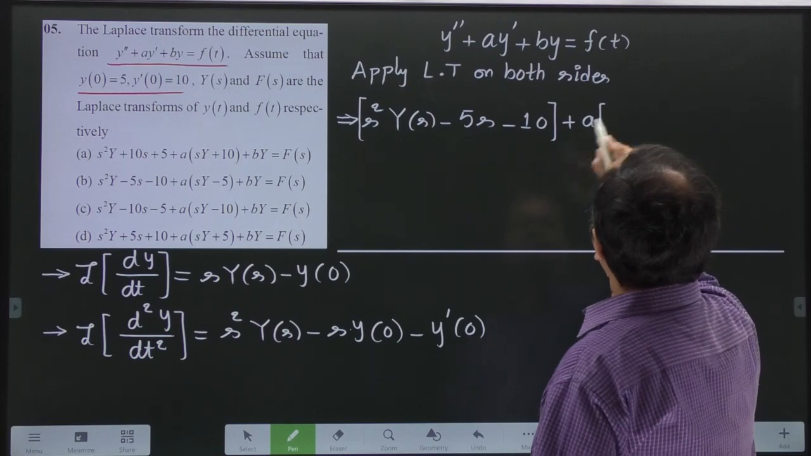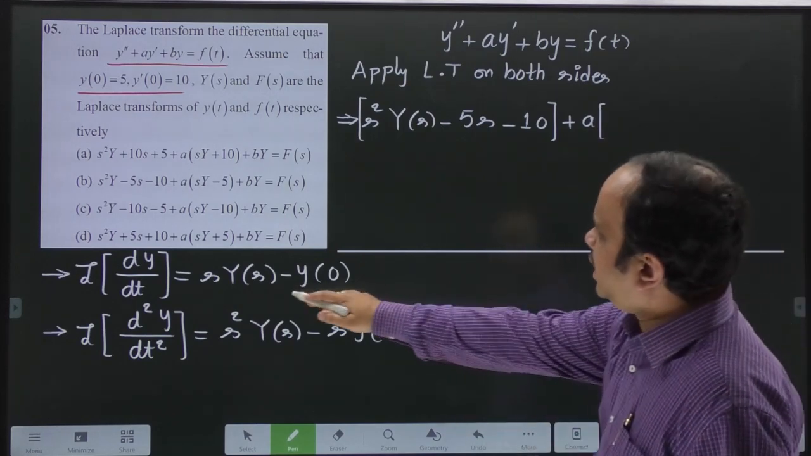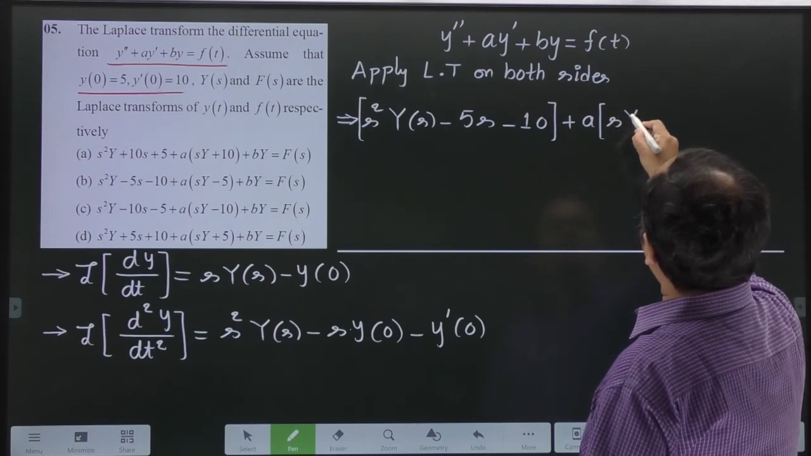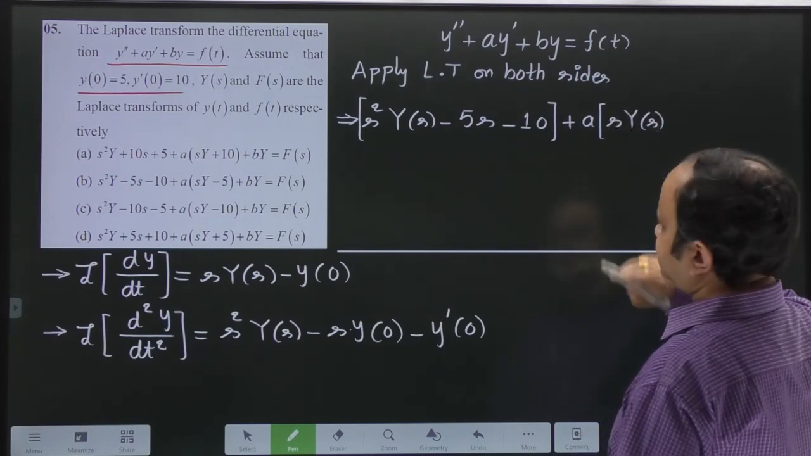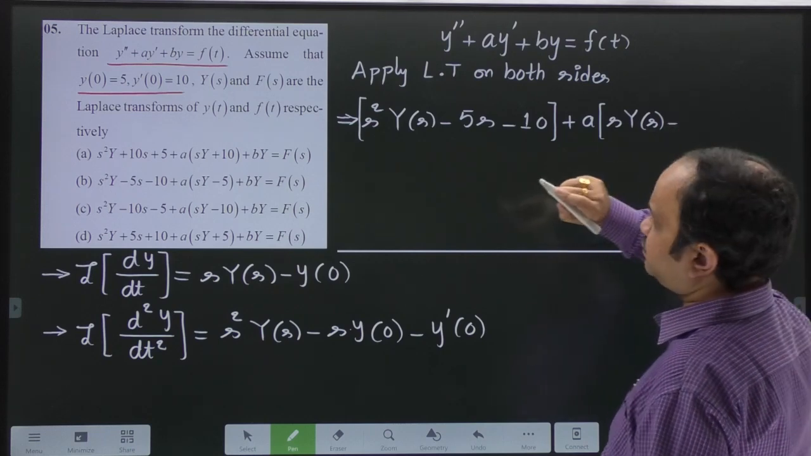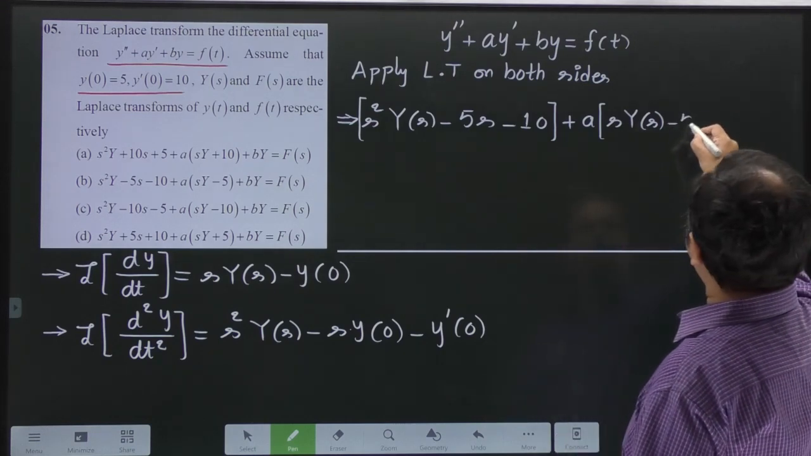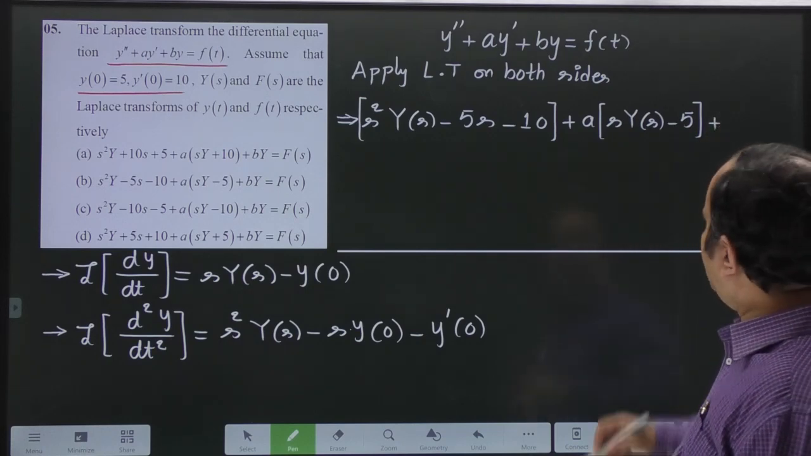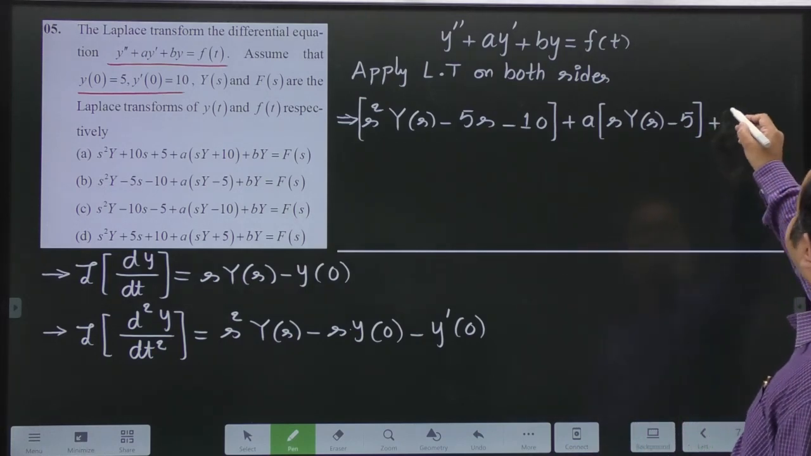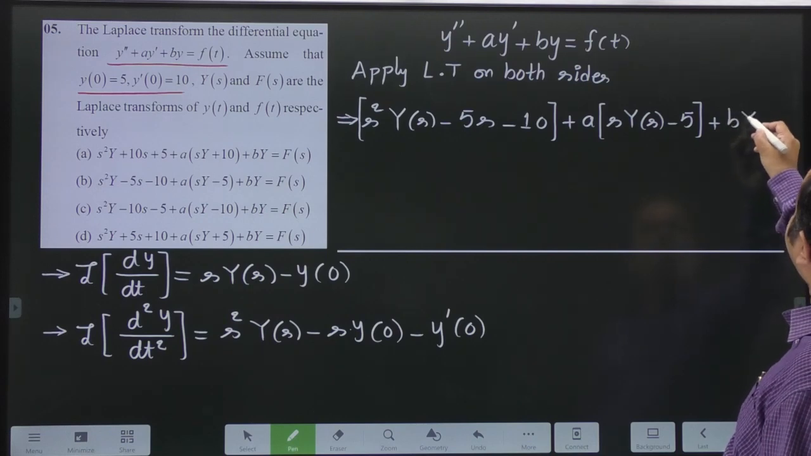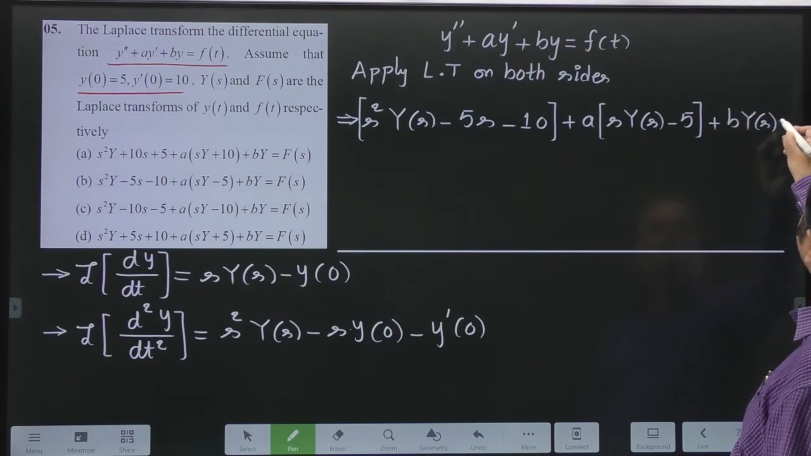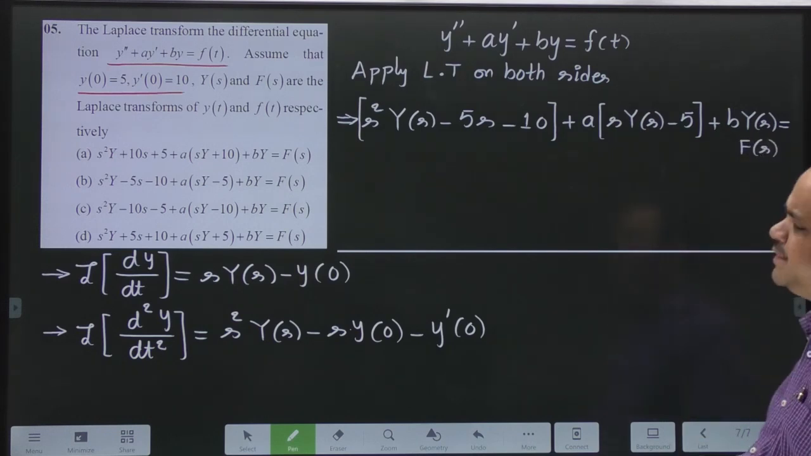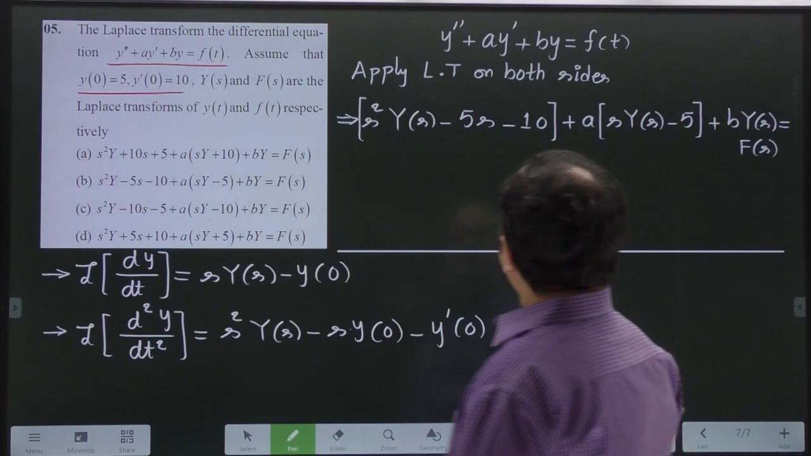a into, now Laplace transform of the first derivative, s multiplied with Y of s minus Y of 0, that is 5, and close the bracket. Next, plus b into Y of s is equal to, right hand side is F of s.